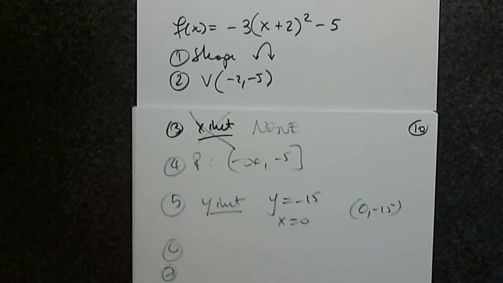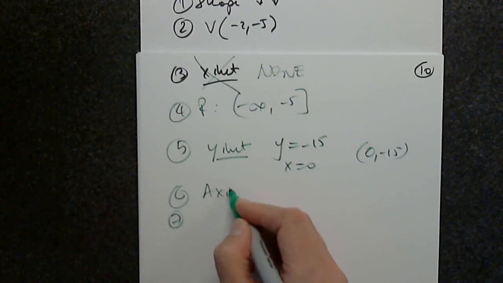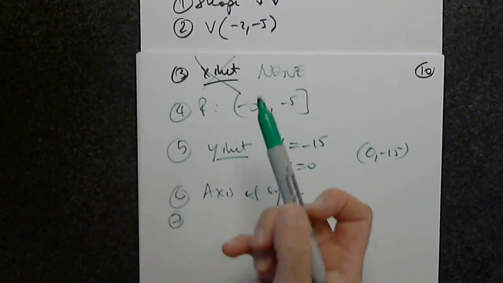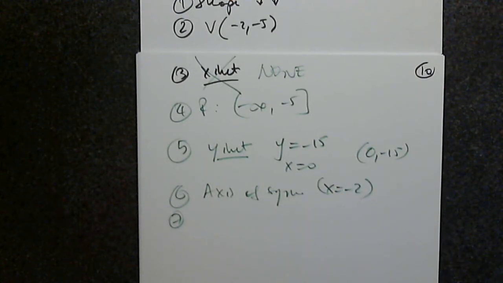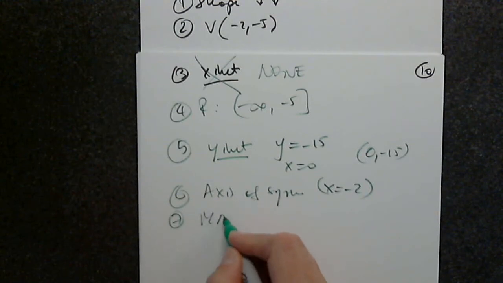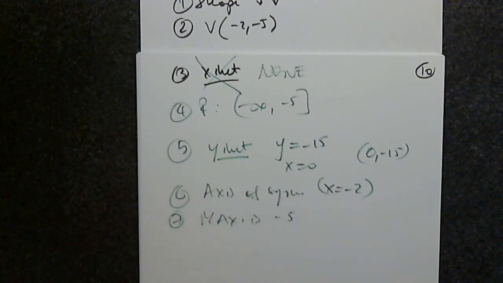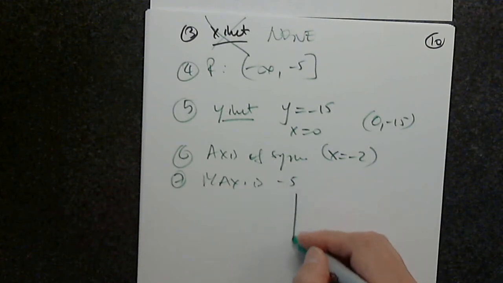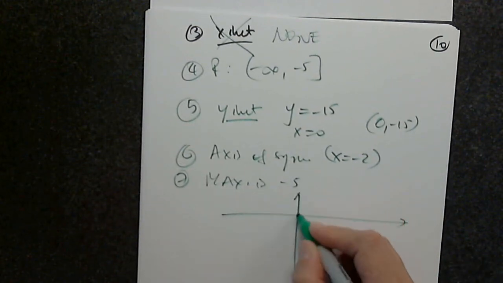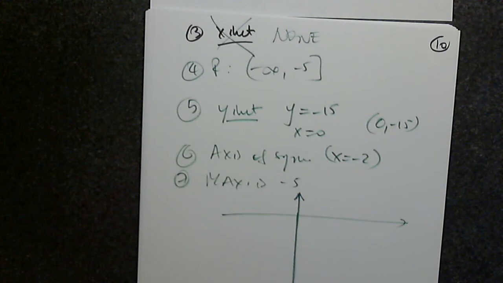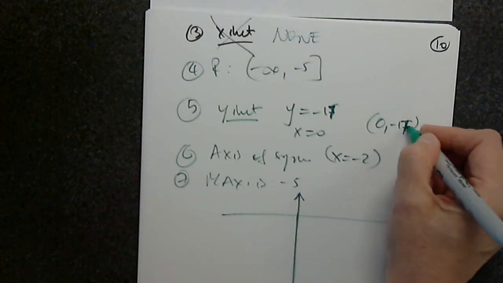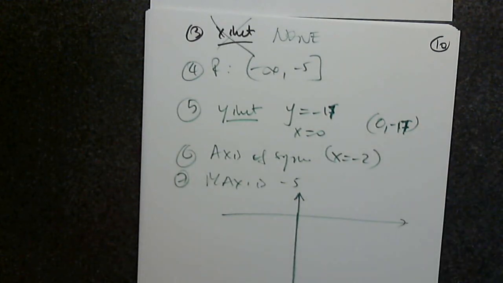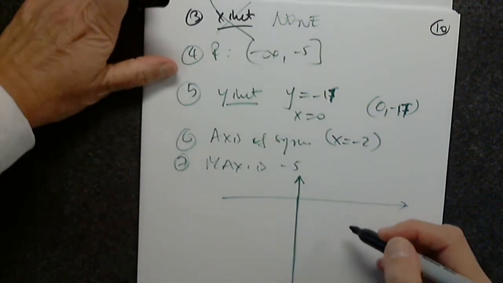6 and 7 are just words. Axis of symmetry, it's x equals -2. There's no need for parentheses. I don't know why I put in parentheses. And the max, you already told me, is -5. Very nice. Wait, is the y-intercept -15 or -17? I can't get away with anything. Sorry, I said -17, but I wrote -15. Thank you. My apologies.